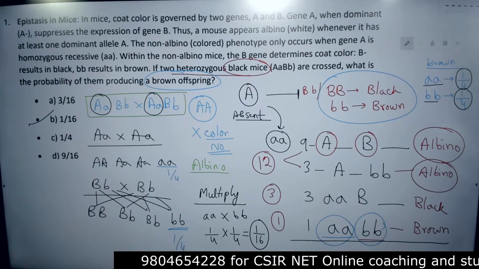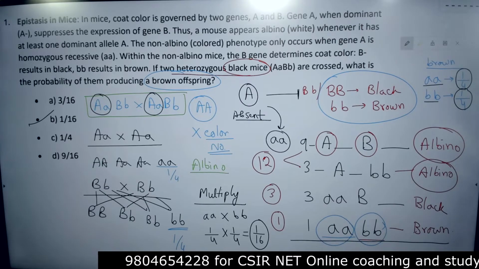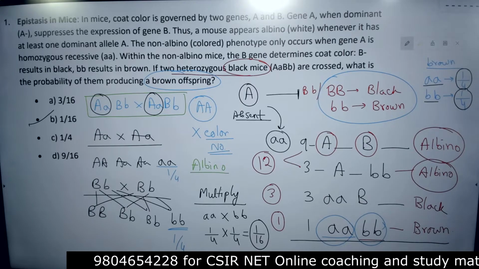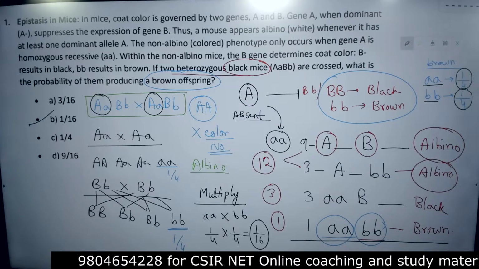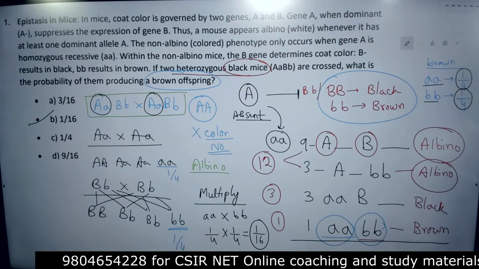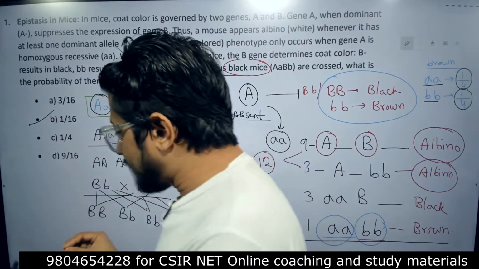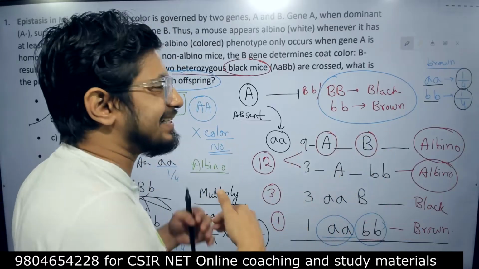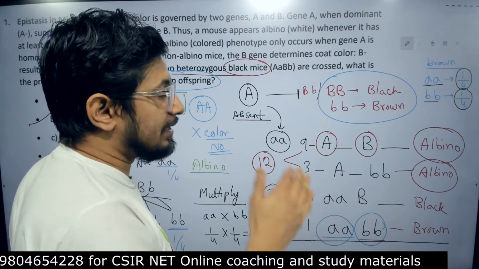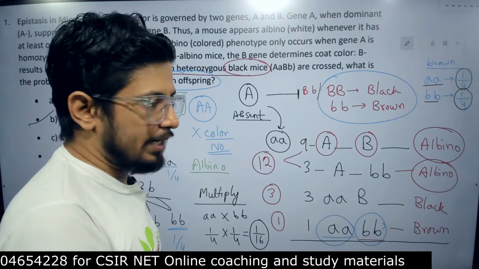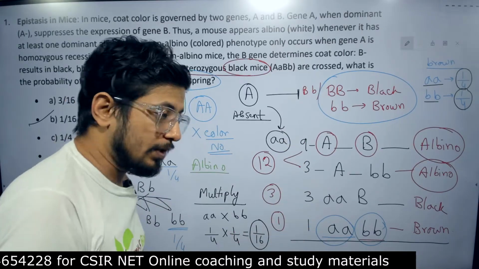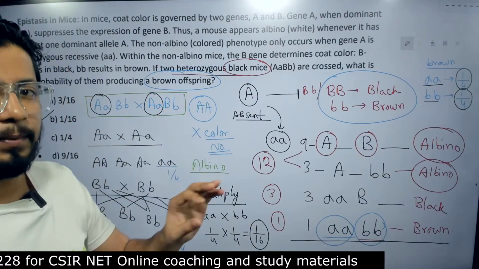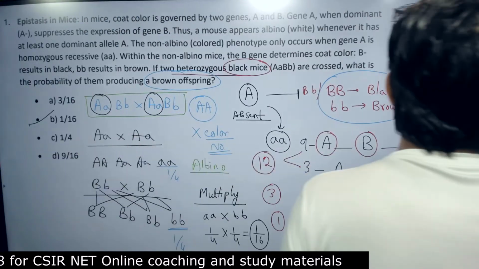Here we have epistasis in mice. This is how the values are depicted. You can take a screenshot and rewatch it a couple of times if it's not clear in one go, but this is how the whole process works. In epistasis problems, it's very important that you are able to do this. You should be able to understand the genotype and the number of individuals having each genotype for the 9:3:1 ratio. Only when you understand it will you be able to answer all the mathematical questions from this topic.